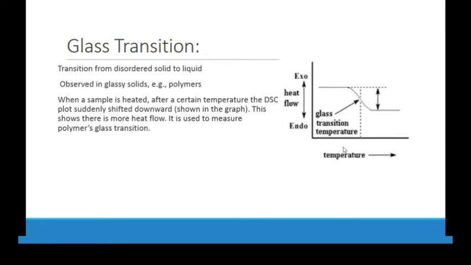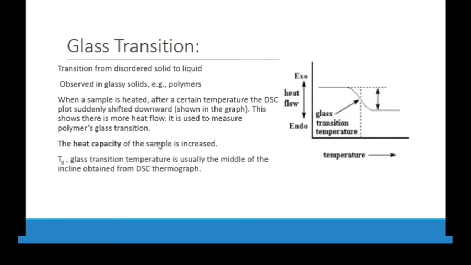Okay, so that's why in endo the temperature is less and in exo the temperature is high, because of the heat flow. So the heat capacity of the sample is increased. So it is also used to measure heat capacity. What is heat capacity, we will discuss in our next slide, but it is used to measure the heat capacity of the sample. Glass transition temperature is usually the middle of the incline obtained from the DSC thermograph.